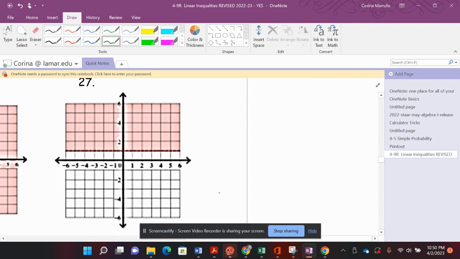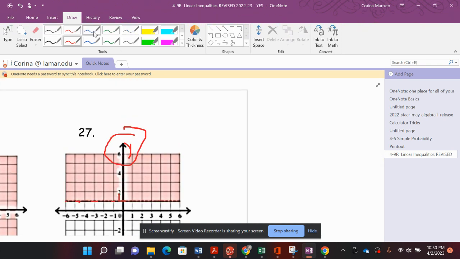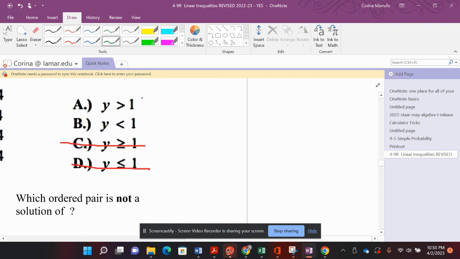All right, let's try another one. This one, it looks like they attempted to make a dashed graph. It's very small, but you can kind of see it's dashed. And then it crosses through 1 right here, and this is my y-axis, so 1 on the y. So all of them have that. It is a dashed graph, remember I said, so it shouldn't be the equal to sign. And it looks like it is shaded above the graph, so this is going to be greater than. So I am going to pick the greater than sign, which is answer choice A.